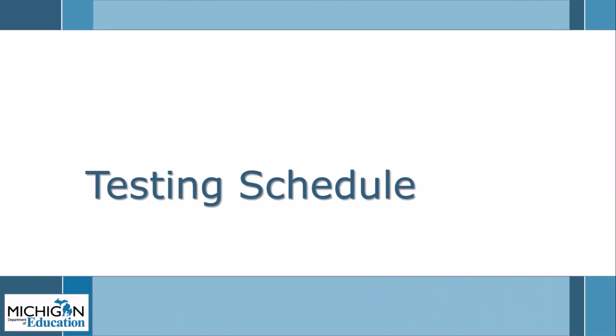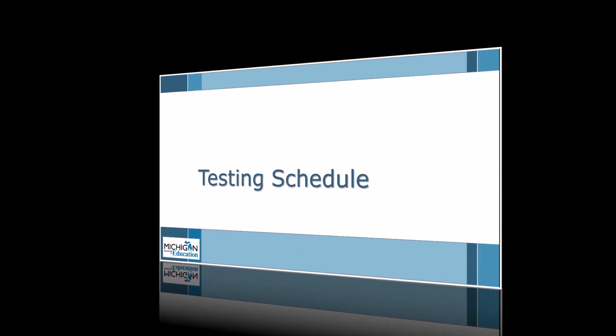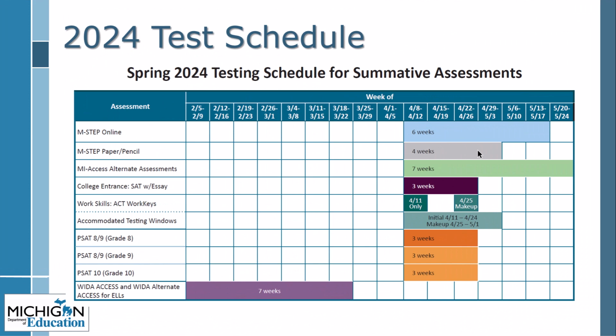Next, we will review the M-STEP testing schedules. There is one 6-week window for online testing. Testing begins April 8th and continues through May 17th. Online testing is the same for all grades and content areas.